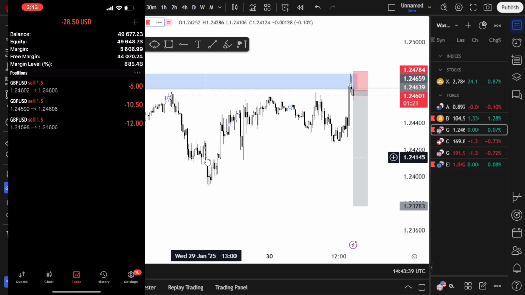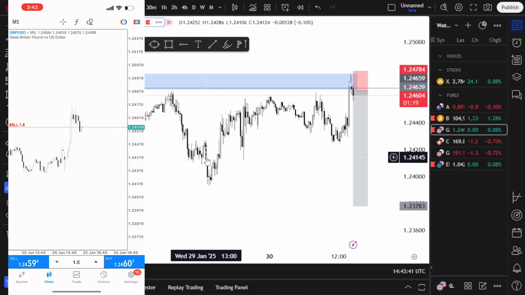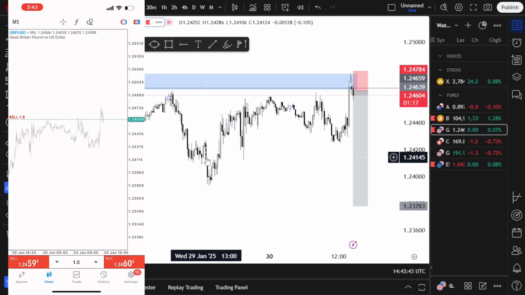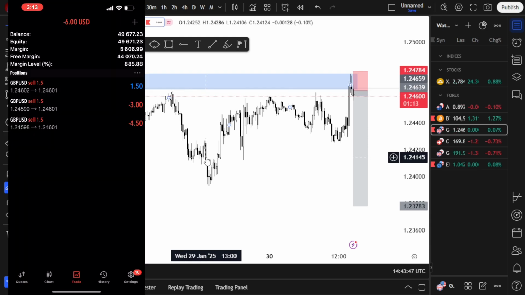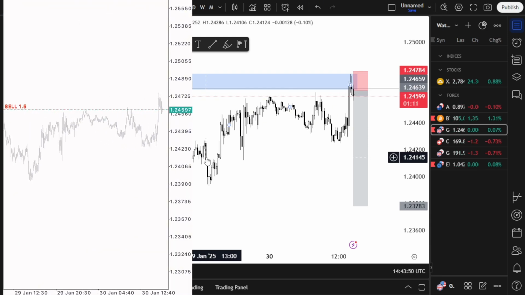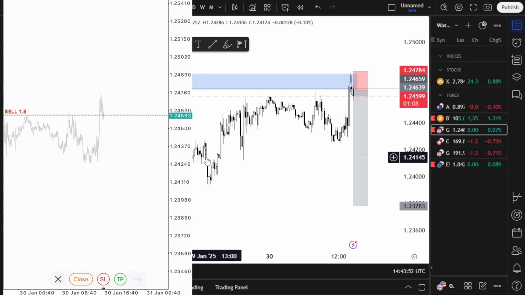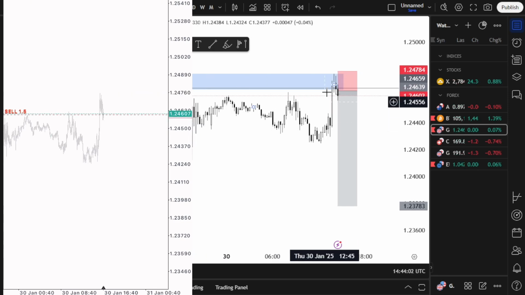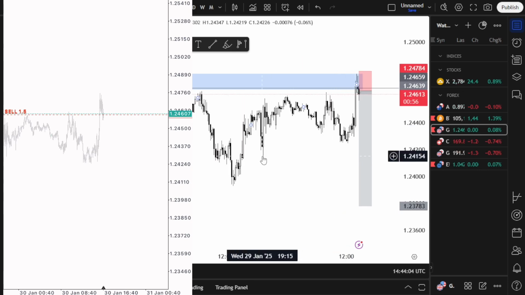I think 3 places is enough. So that's 1.5 lots in 3 places, which should be about 4.5 lots. It's not bad. My stop loss is just going to be above this candle here. I'm risking about $600, which is not bad, guys, but I have a late entry. That's why my stop loss is that big.